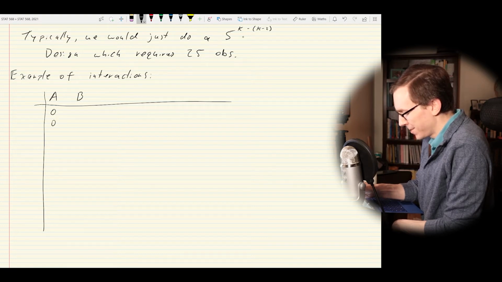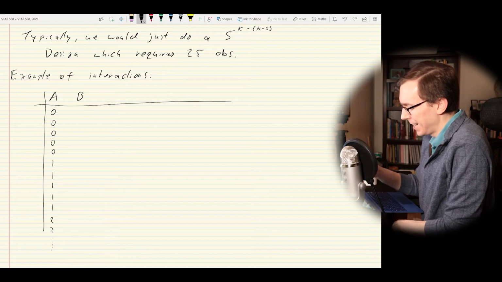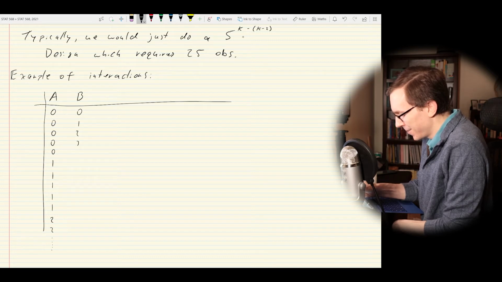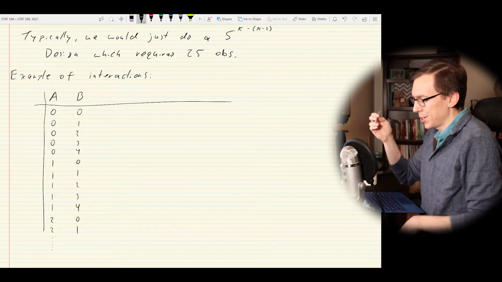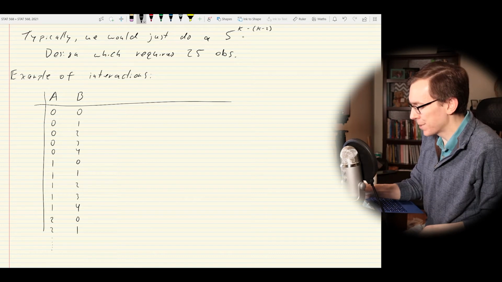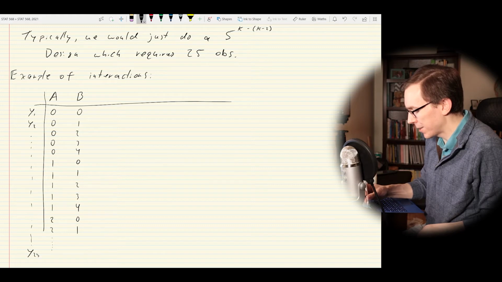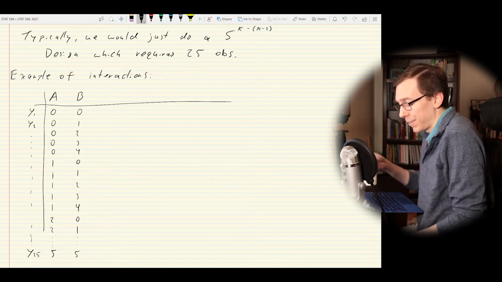0, 1, 2, 3, 4. 0, 1, 2, 3, 4. 0, 1, 2, etc. I'm not going to keep doing all of these. Okay, so we have our 2 columns, which are going to be our 2 main effects, and we're going to have observations y1, y2, all the way down to somewhere down here where we get y25, which I guess would have the values 4 and 4 here at the very end of our table.